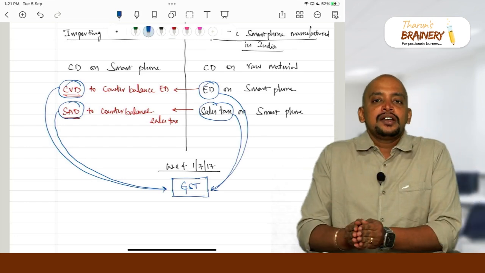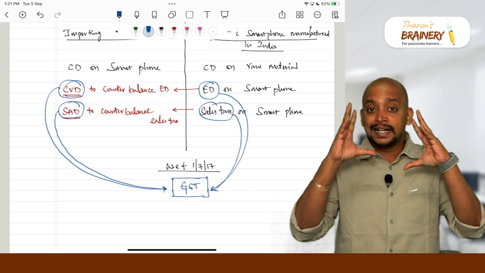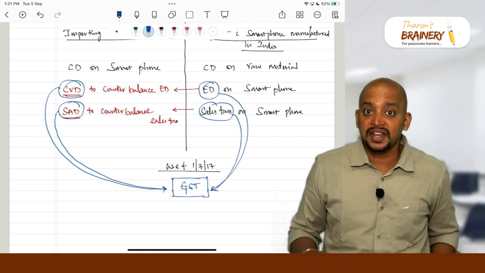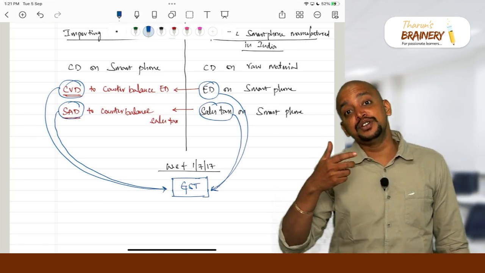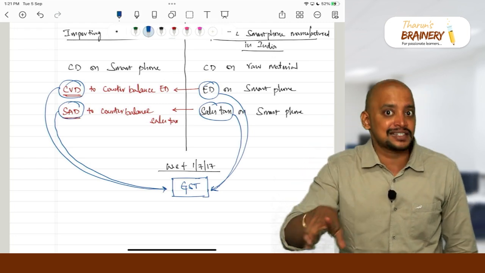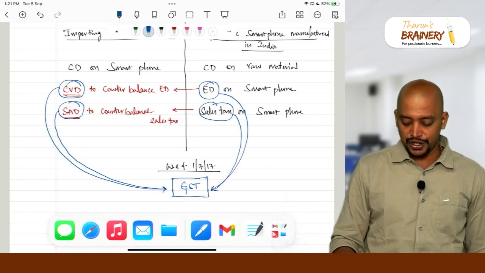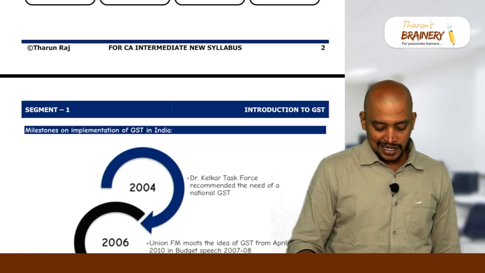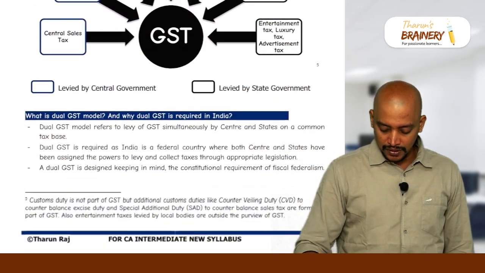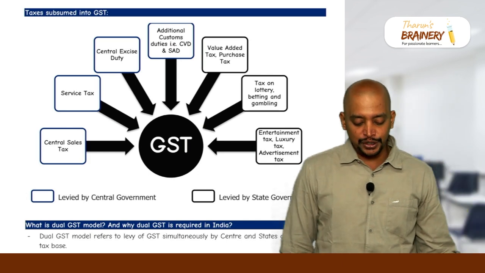So tell me, how was GST formed? What is the first point you need to remember? All indirect taxes levied by central government in the past except customs duty, but including CVD and SAD under customs, got subsumed into GST. That is the first point you need to remember. So you can see here in page number 5, taxes subsumed into GST.